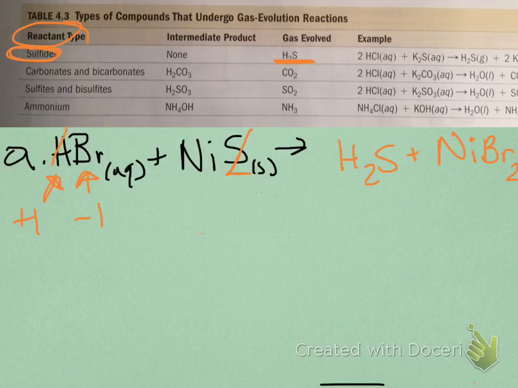The only thing left to do is add our states and balance it. So H2S, that is a gas, and the nickel 2 bromide is aqueous. Bromine creates aqueous compounds. There are a couple exceptions, but nickel is not one of those. And now we need to balance it. So on our product side, we have 2 hydrogens and 2 bromines, which means we need a 2 on our reactant side. And that's it. Our equation is balanced, and we have shown the gas evolution products.